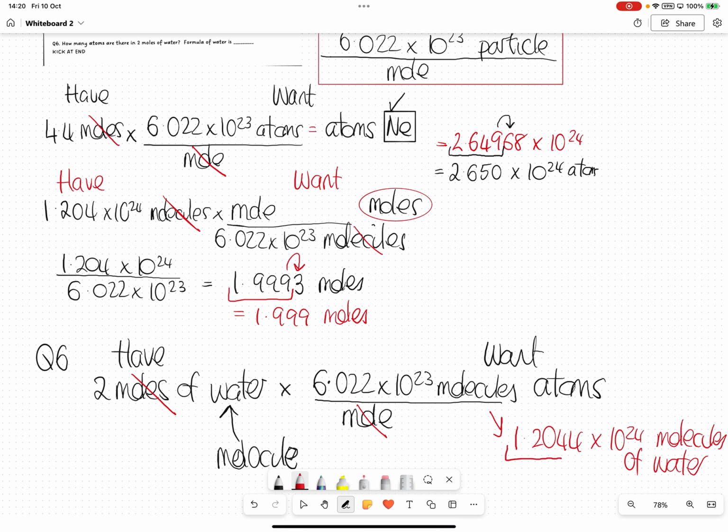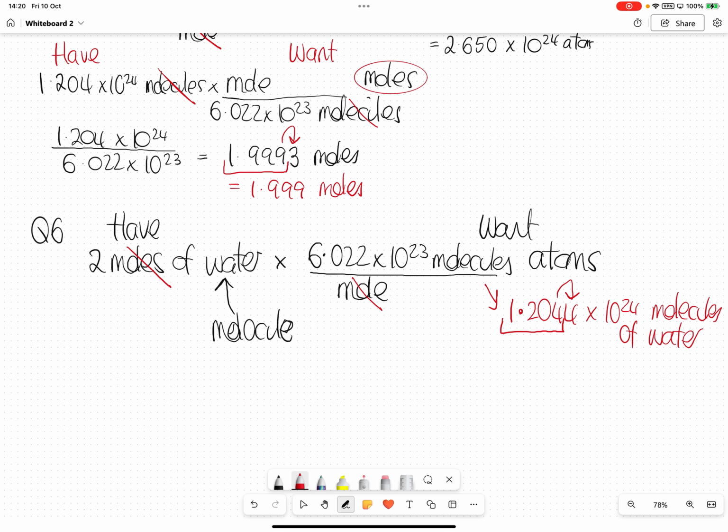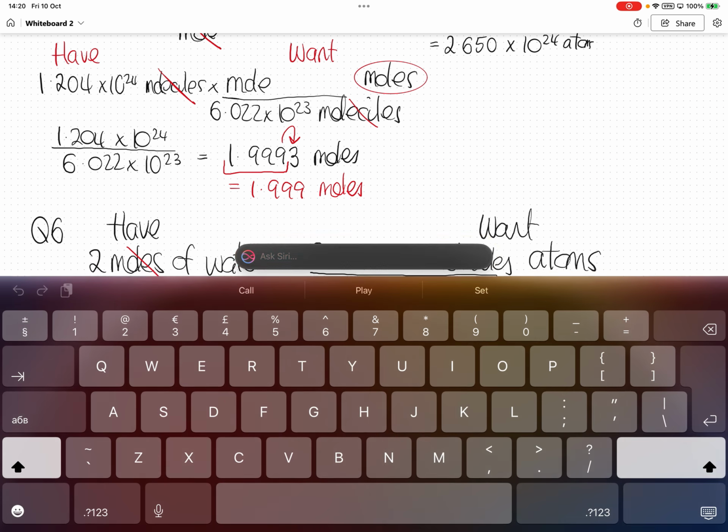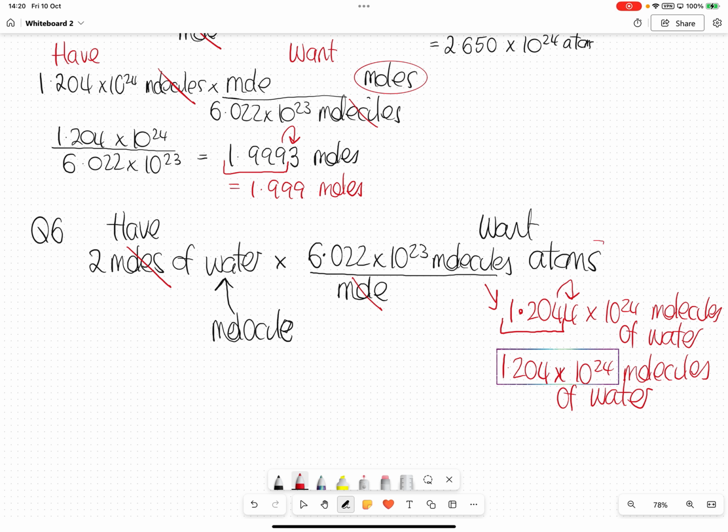I'm looking for 4 significant figures, so I'm looking at the number that comes after the 4. At the moment, 1.204 by 10 to the 24 molecules of water works. But it didn't answer my question. There will be some candidates that would stop here with this as their value. They wouldn't go any further because they wouldn't have put in their units, and they wouldn't have recognized that my answer is in molecules, but the question asked me about atoms.